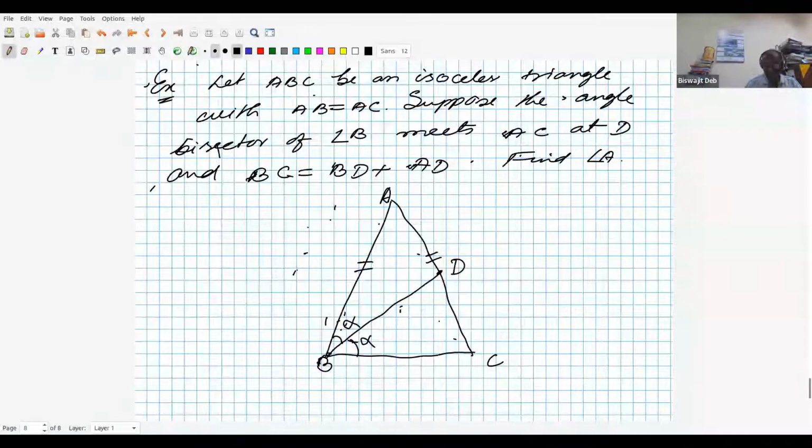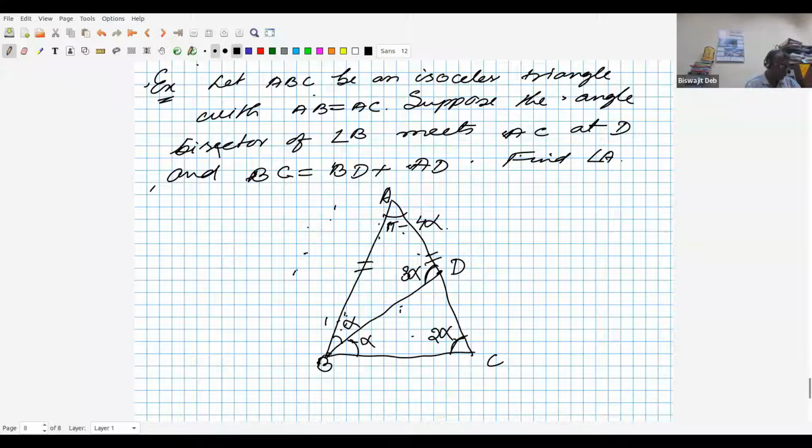Then what is this angle? Because it is an isosceles triangle, AB and AC the same, this is going to be 2 alpha. And what is this angle? It is going to be pi minus 4 alpha. Then what is this angle? This is pi minus 4 alpha and this is alpha, so this is going to be 3 alpha.